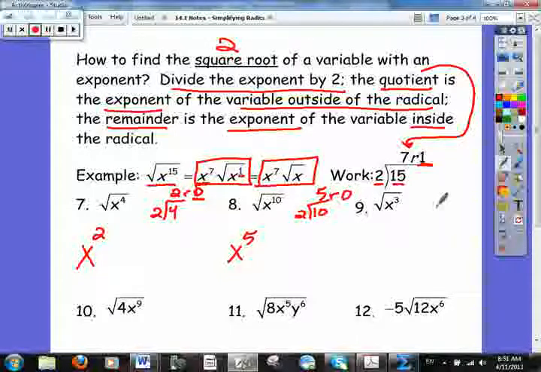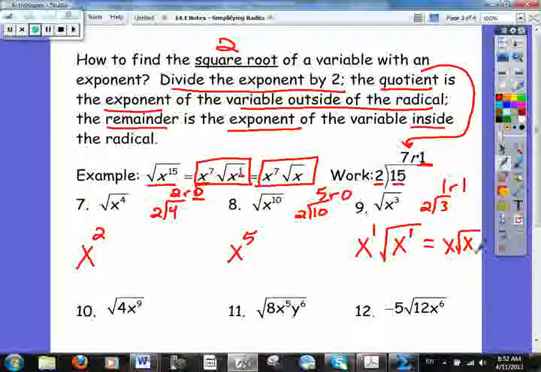Alright, x to the 3rd. So I have x to the 1st outside. Do I have to put the 1? You can, or you can leave it off. But I have a remainder of 1. So now, inside the radical, the variable with my remainder. So the square root of x to the 3rd is x times the square root of x, if you chose to write it without the exponents of 1.